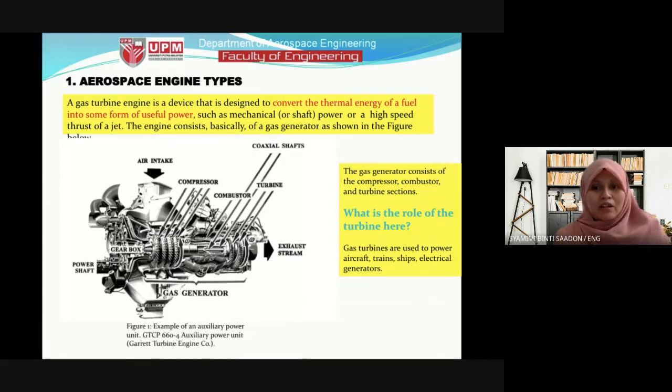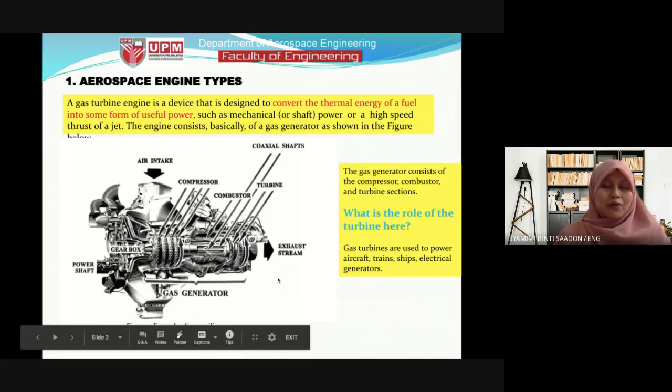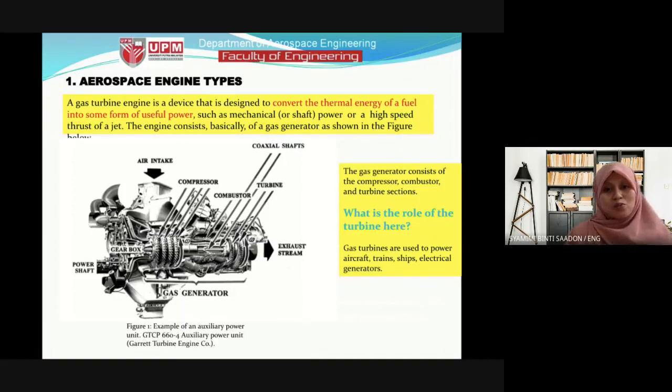So what is the role of the turbine here? As we have seen last week in the video, the turbine will change the high pressure energy and convert it into kinetic energy, so that the fluid will turn into a high speed gas flow. That way we can produce the thrust power.